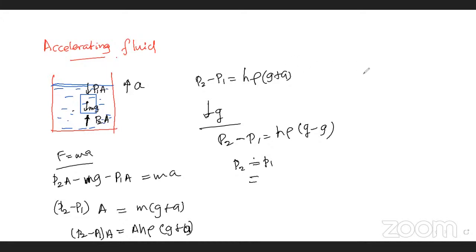Similar results apply to upthrust also. Upthrust, when the body is moving, we can write as V rho times the effective acceleration. Normally that is g, but when it is moving up, it is g plus a because of the upward motion. When it is going down, it is g minus a. You can write the equation for the pressure difference.